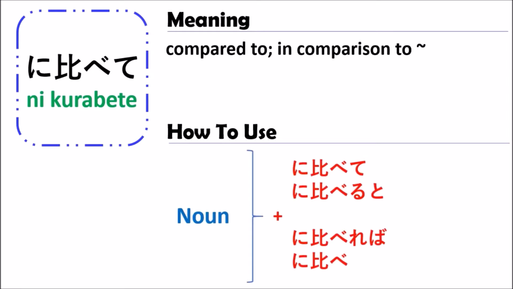So how to use it? In Japanese, when you use the grammar of nani nani ni kurabete, you use it with a noun only. You should begin with your noun, followed by ni kurabete, ni kuraberu to, ni kurabereba, or ni kurabe. Like this, you can use any of the four.